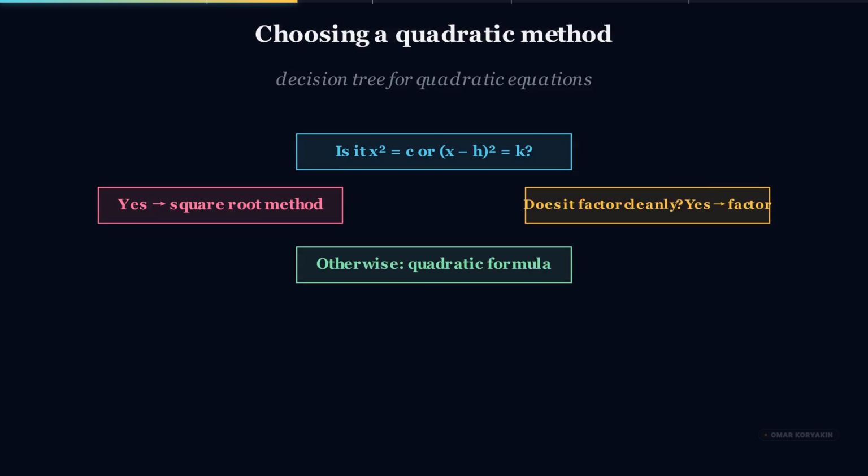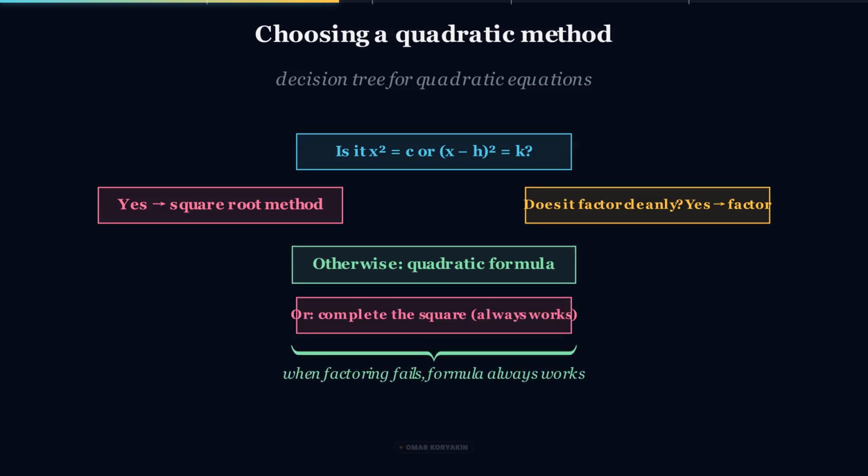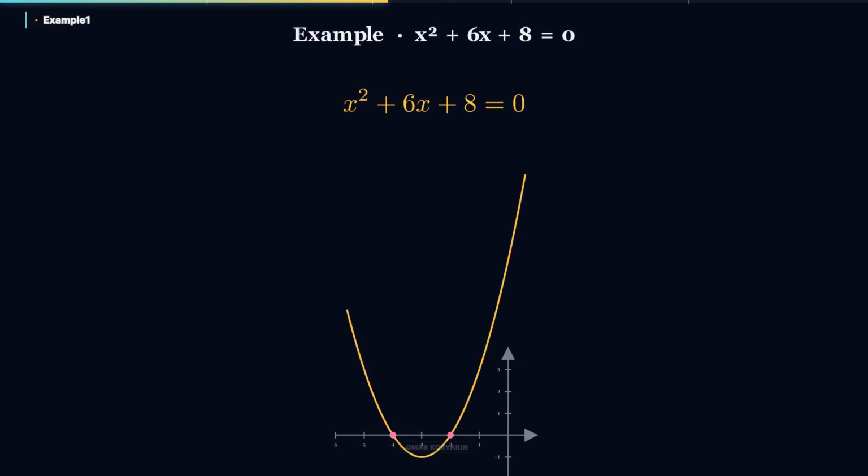If no, check whether the trinomial factors over the integers. Look for the integer pair p and q with pq equals a c and p plus q equals b. If they fit, factor and apply the zero product property. When neither shortcut applies, fall back to the quadratic formula. It always works. Completing the square also always works and is the right choice when you need the vertex form for graphing.